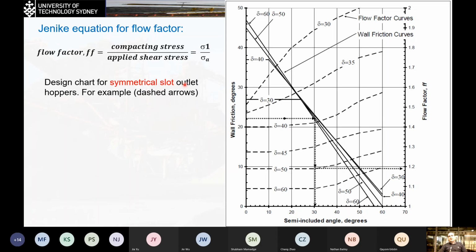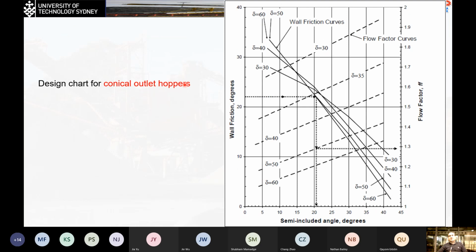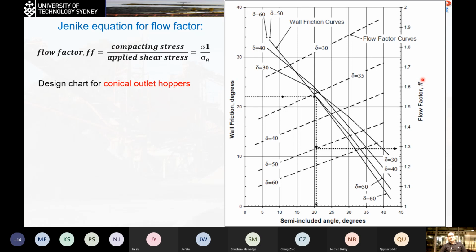Now we said that most of the hoppers are going to have the conical shape, so we have another chart for the conical outlet hoppers. The concept is the same. We need to find two parameters, which are mainly the W and the delta, and we can find the theta, and we can find the FF, and use it in the later stage of the design.